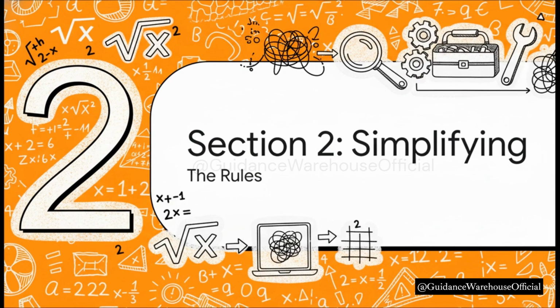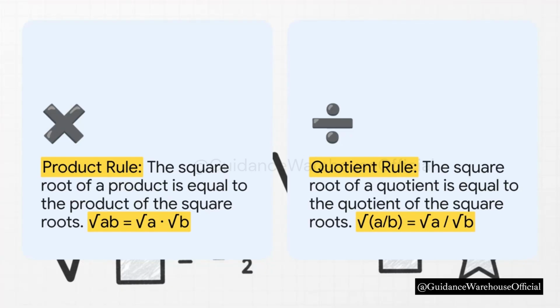Awesome. Now that we know what these things are, let's start building up our toolkit. There are a couple of really key rules that let us take messy radicals and simplify them, which makes everything way easier to work with. So here are our 2 secret weapons, the product rule and the quotient rule, and they are incredibly powerful. They basically let us do one of 2 things. We can either break down a big, nasty radical into smaller, friendlier pieces, or we can combine a bunch of separate pieces into one. Let me show you what I mean.